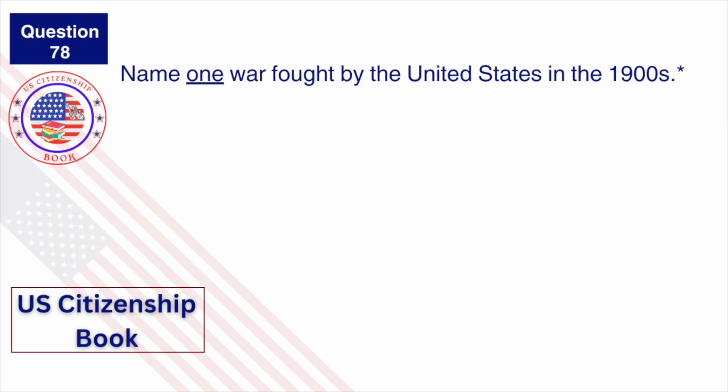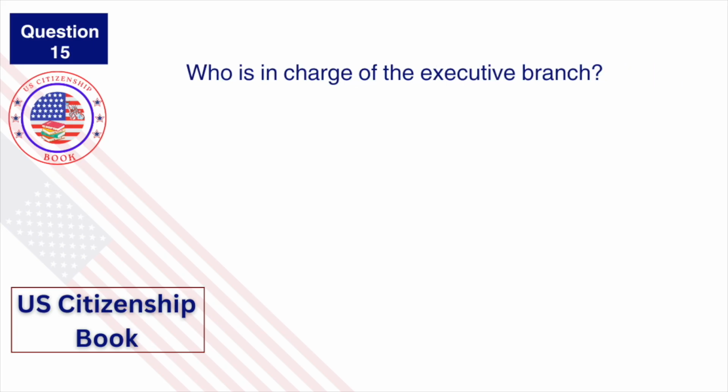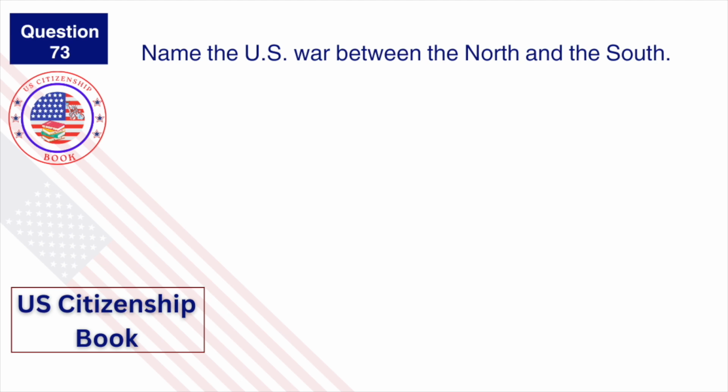Name one war fought by the United States in the 1900s. World War I. Who is in charge of the executive branch? The president. Name the U.S. war between the North and the South. The Civil War.